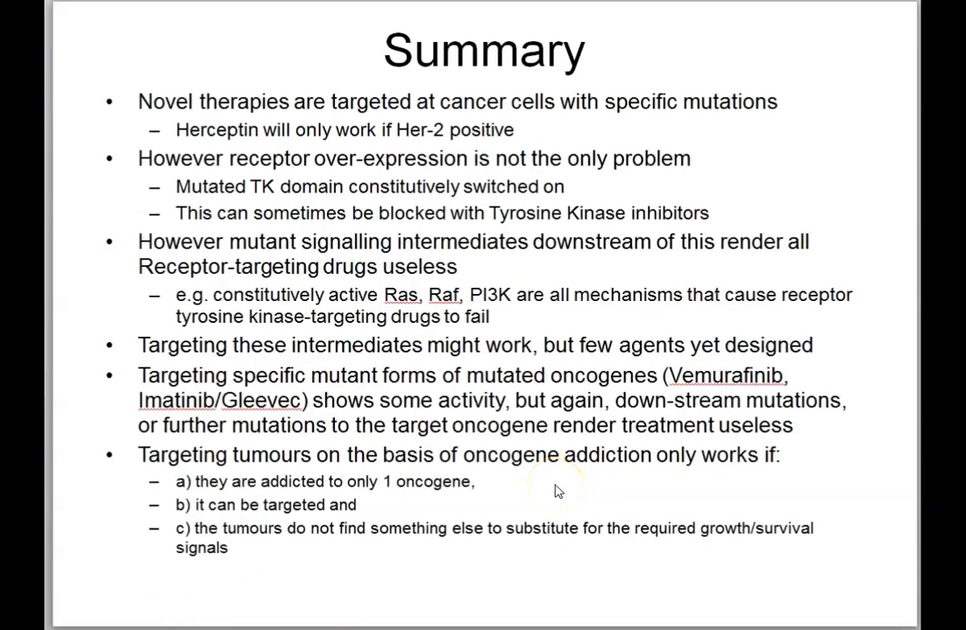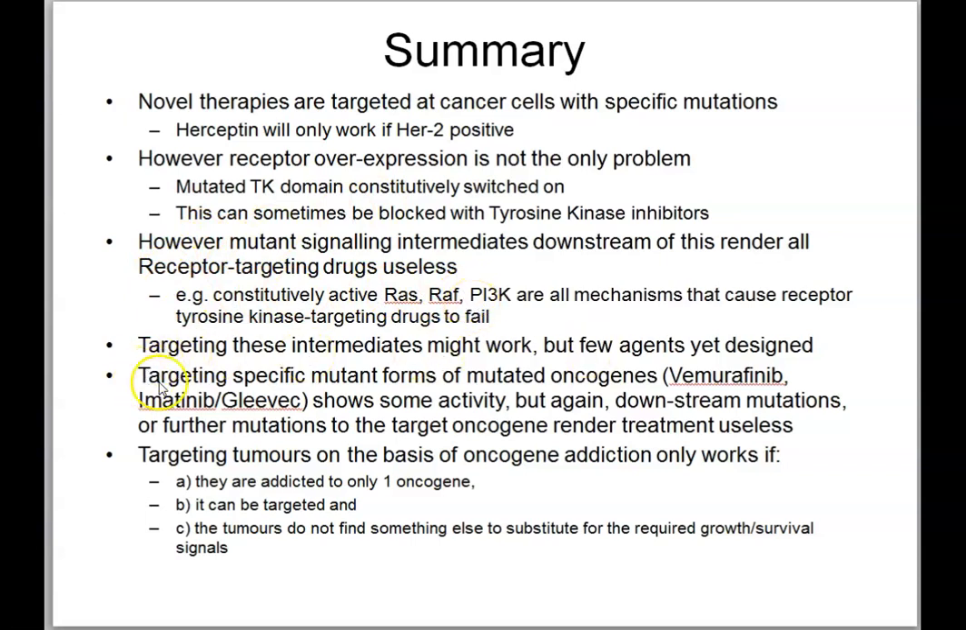So in summary, many novel therapies are targeted at cancer cells with very specific mutations and are given in a sort of targeted therapy and stratified cancer medicine strategy where the cancer is treated based on what mutations it has. We can easily screen for HER2 overexpression and put those patients onto, let's say, Herceptin, but if the tyrosine kinase domain is mutated as well, that drug won't work. If something downstream of that receptor is activated, that drug will not work.